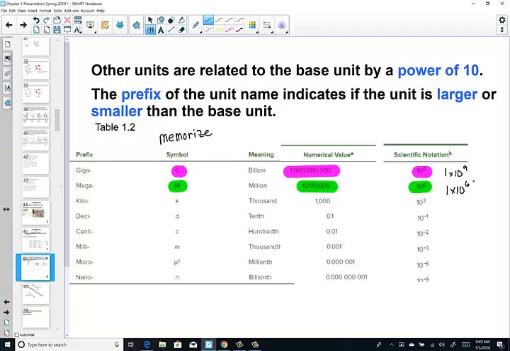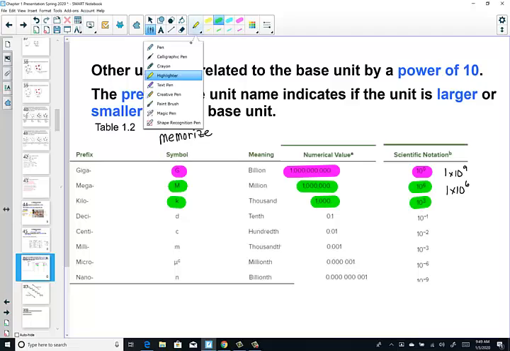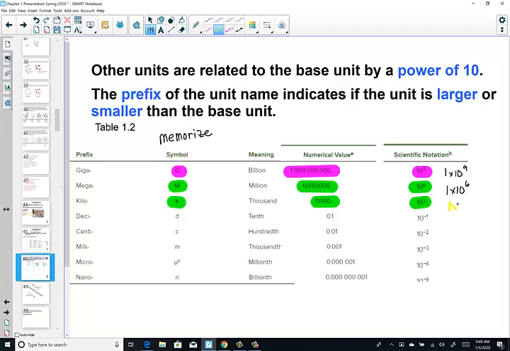1 times 10 to the 6th, or simply 10 to the 6th, represents the number 1 million. Here we notice in our next prefix, kilo represents 1,000. So 1,000 has 3 zeros after it, so we write that as 10 raised to the 3rd power. And so I can see 1 times 10 to the 3 is 1,000.